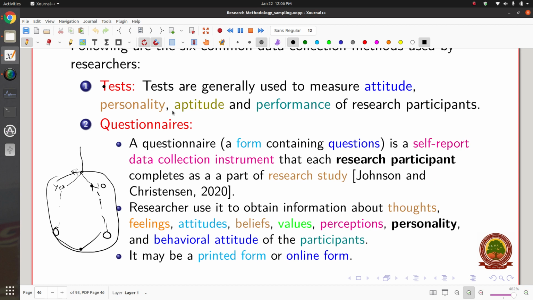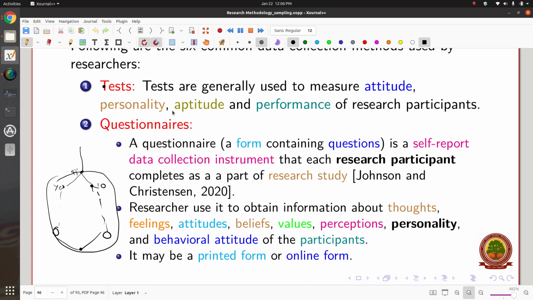Even tests are popularly used to assess the performance of students in their classrooms. And many standard tests are available, especially in psychological sciences, to measure many of the parameters of human intelligence and personal attributes of persons. Then the next method that is very popularly used for data collection is called questionnaires.